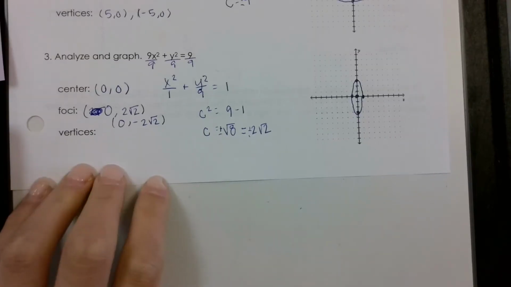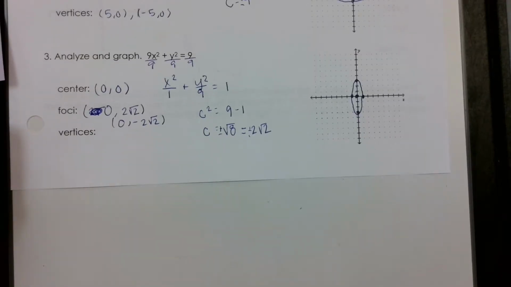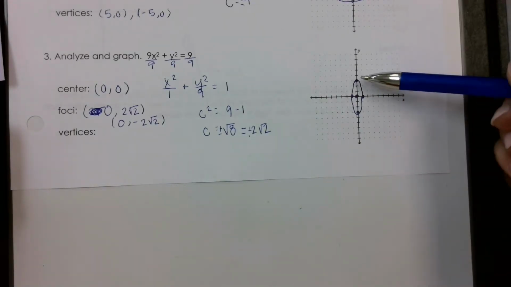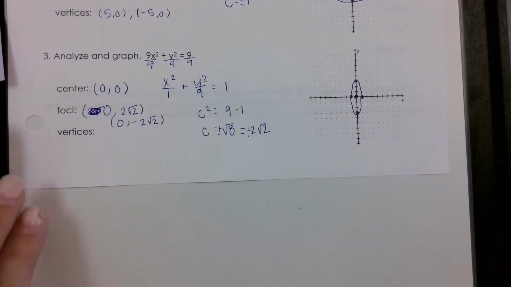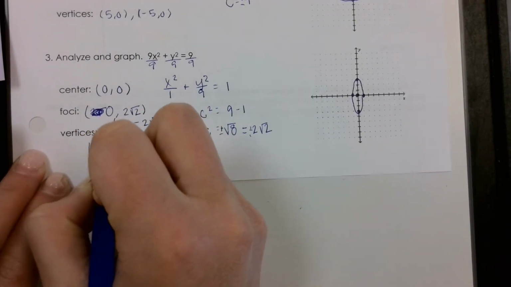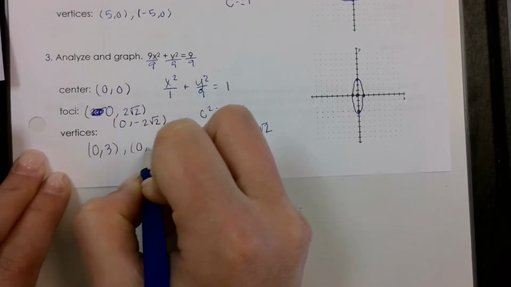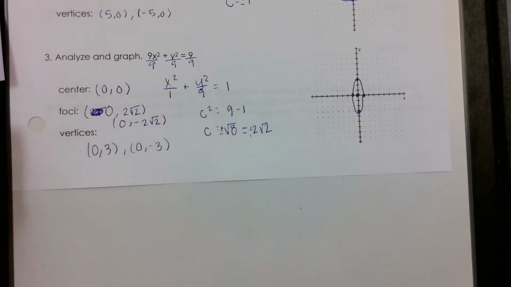For your vertices, again, we're going to do the major vertices, the ones on the longer side. Those are your positive 3 and negative 3. Is that okay? So we'll have 0, 3 and 0, negative 3. And that's it. Questions?